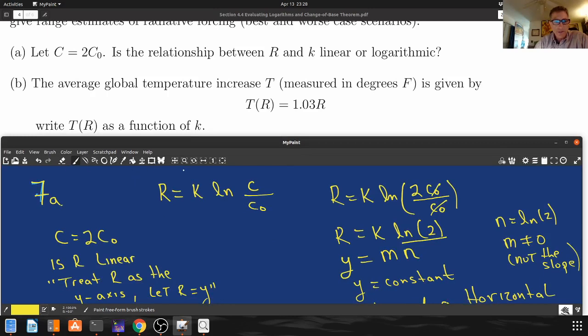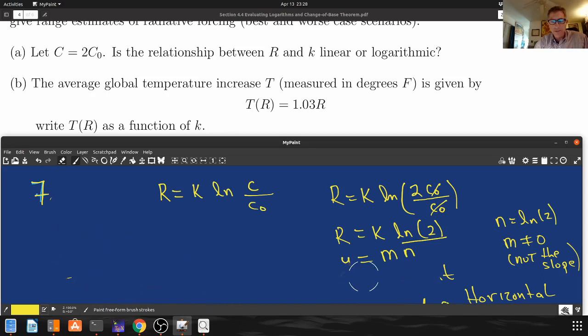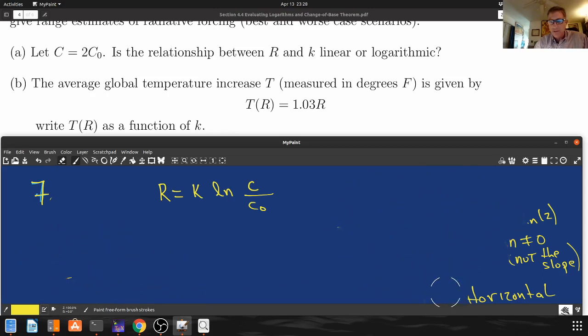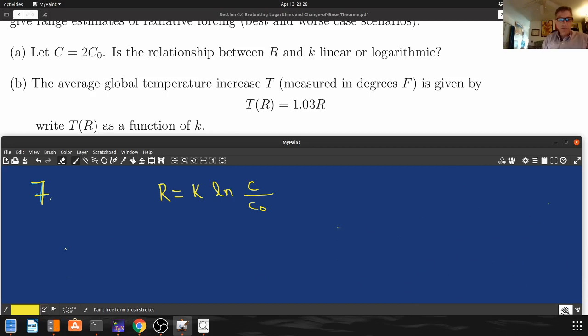Since this is a video, and you can go back and read all of this stuff I'm erasing right now, I'm just going to erase it and use this space. So this is 7b. We're given T of R, so T is a function of R. In other words, this is like f of x.